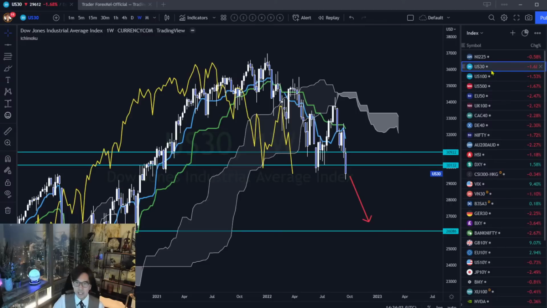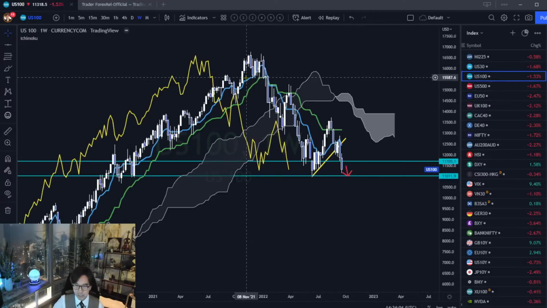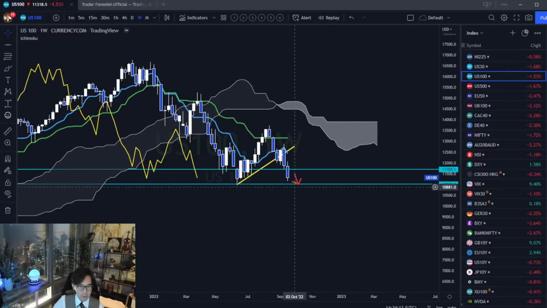So next one is Nasdaq. Nasdaq is still above the support on the weekly, but for me, I think it's about to break.